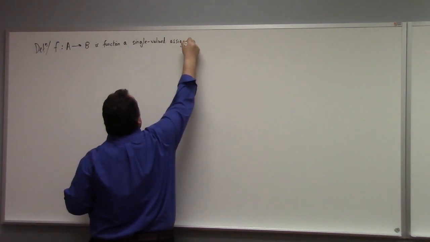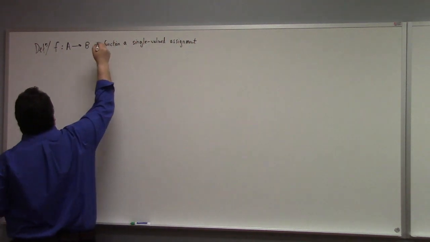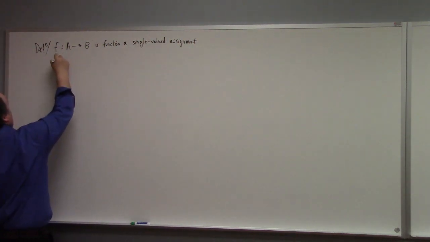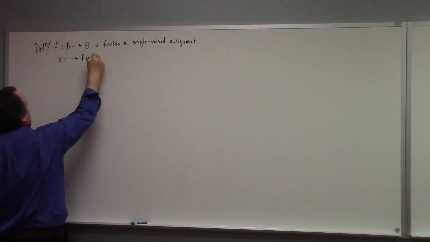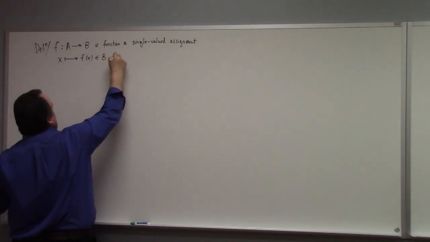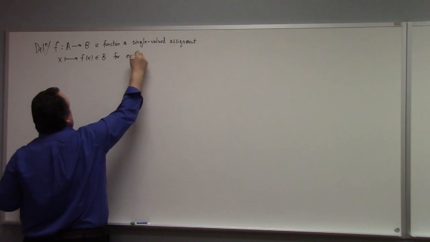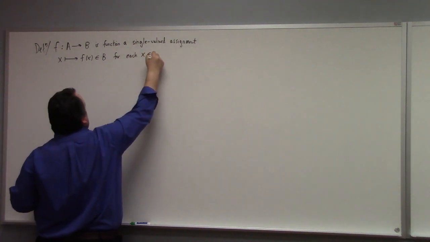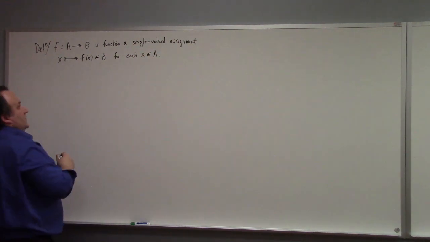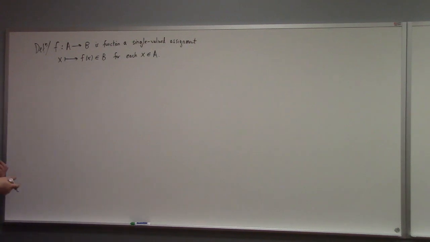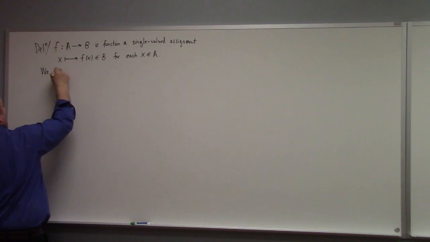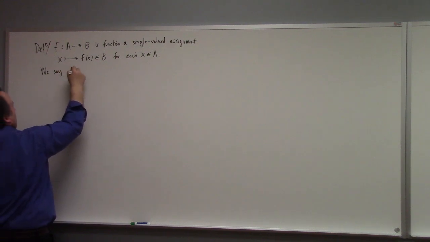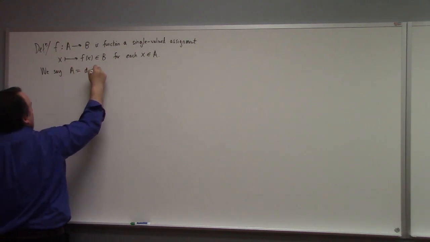And so we could also write it like this: x maps to f of x. That's an element of B for each x in A, right? So there's more notation we can talk about here. We say A is equal to the domain of f, right?